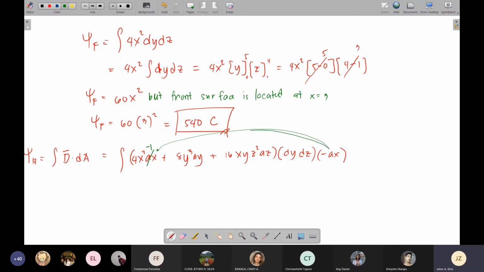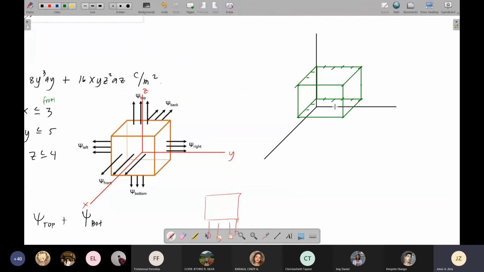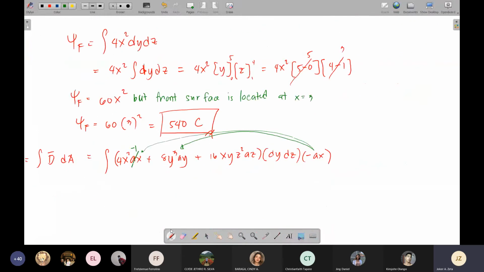Next, negative ax og ay. Ang usa nasa positive y axis, ang usa nasa negative x axis. What is the angle between the two of them? 90 gihapon. Take note, ang negative x na diha, nya imong positive y, so angle between them is 90 gihapon. Cosine of 90, that is 0. Automatic 0.